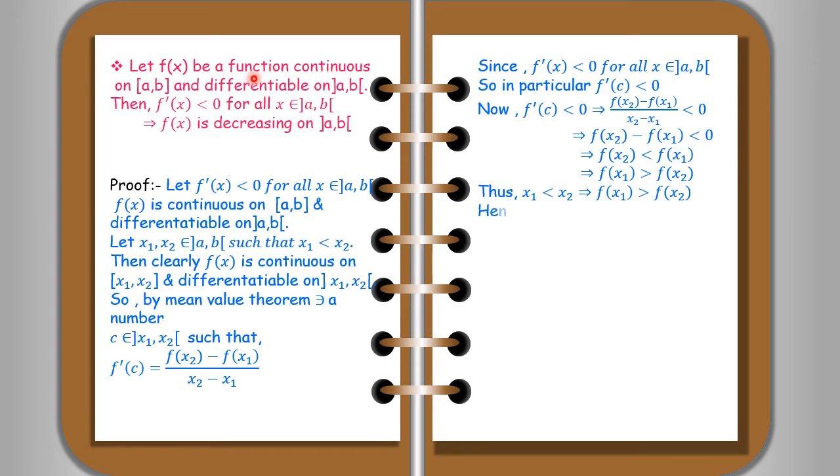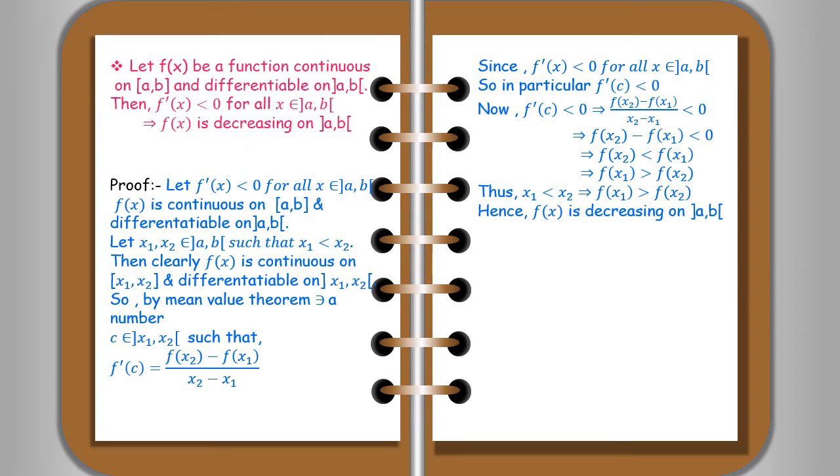So we prove that if the function is continuous on this closed interval, differentiable on the open interval, and f dash x is less than 0 on this open interval, then the function is a decreasing function. So without checking the points, we can check whether the function is increasing or decreasing by checking whether this first derivative is less than or greater than 0.